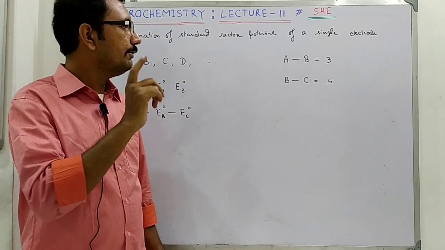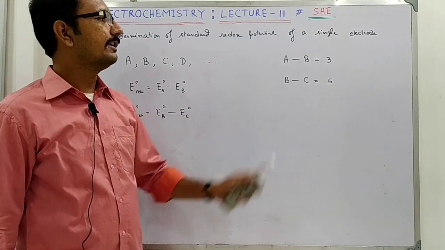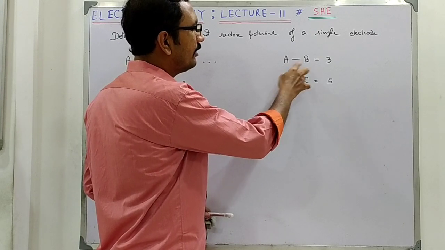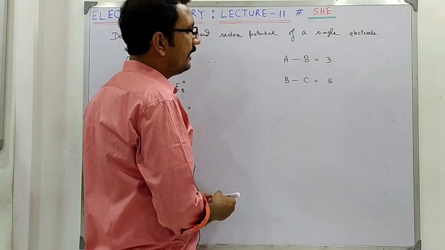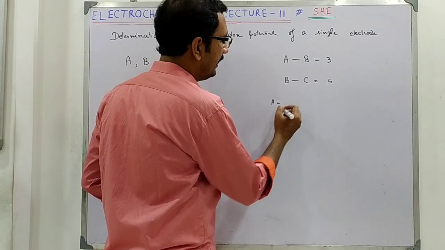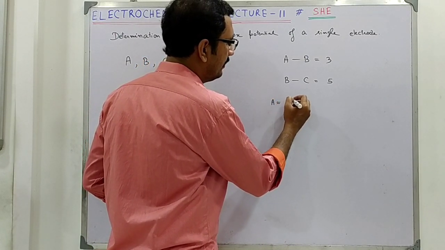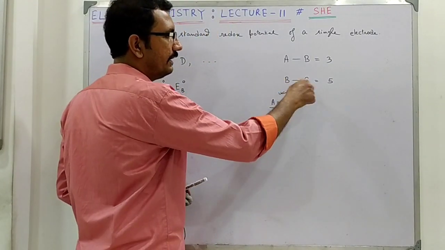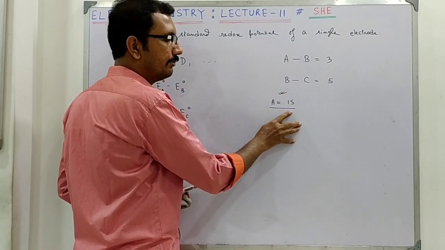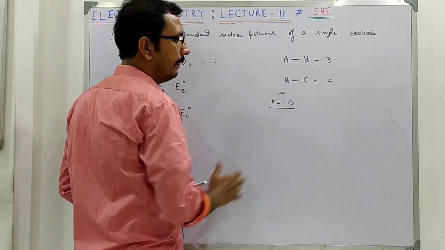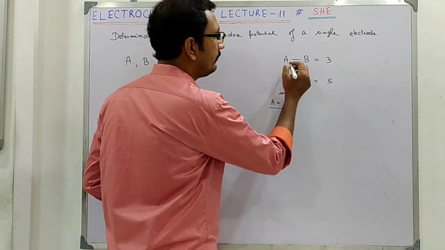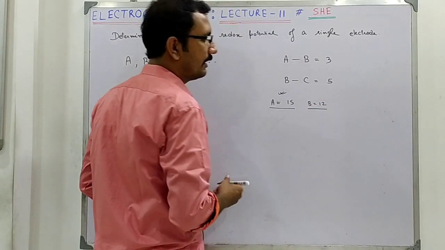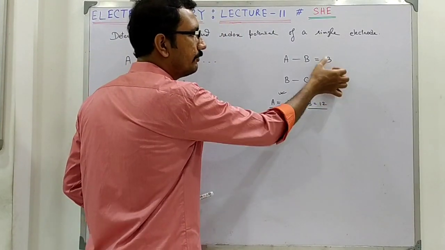Among A, B and C, you have to consider arbitrarily any variable. So from this you cannot get the values of A or B or C, but if you consider A to be say 15, this is an arbitrary value. This is not obtained from this equation. This is not by any means absolute. I am considering it. So if A is 15, then A minus B equals 3. So B equals 12, obviously. Then 15 minus 12 equals 3.